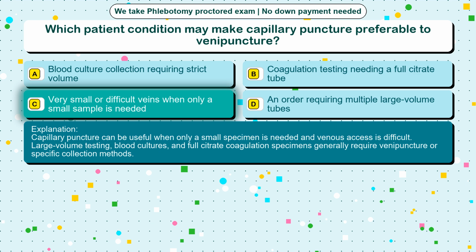Large volume testing, blood cultures, and full citrate coagulation specimens generally require venipuncture or specific collection methods.